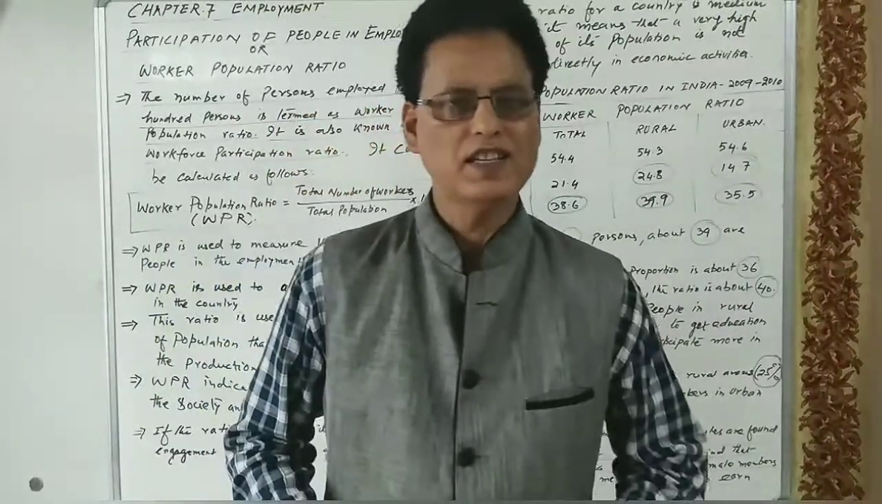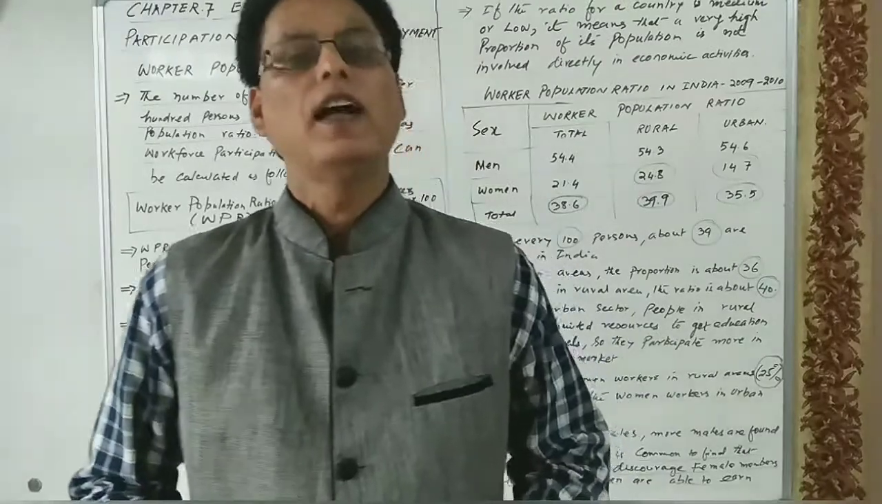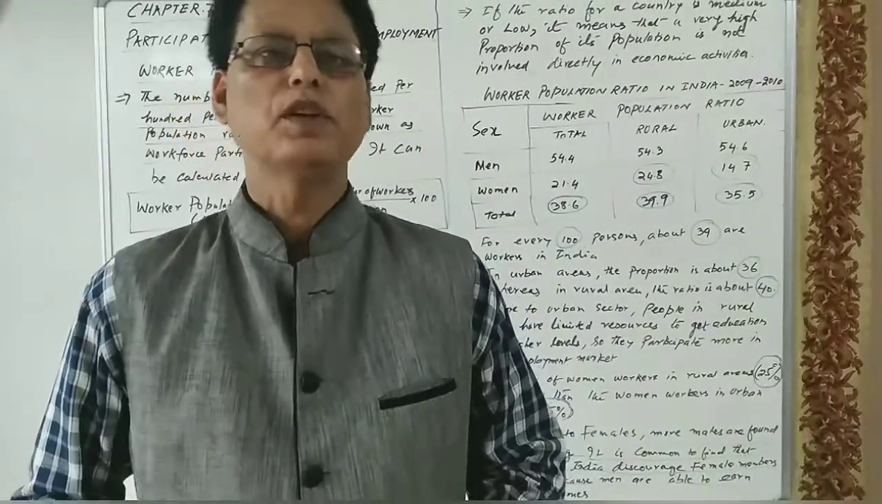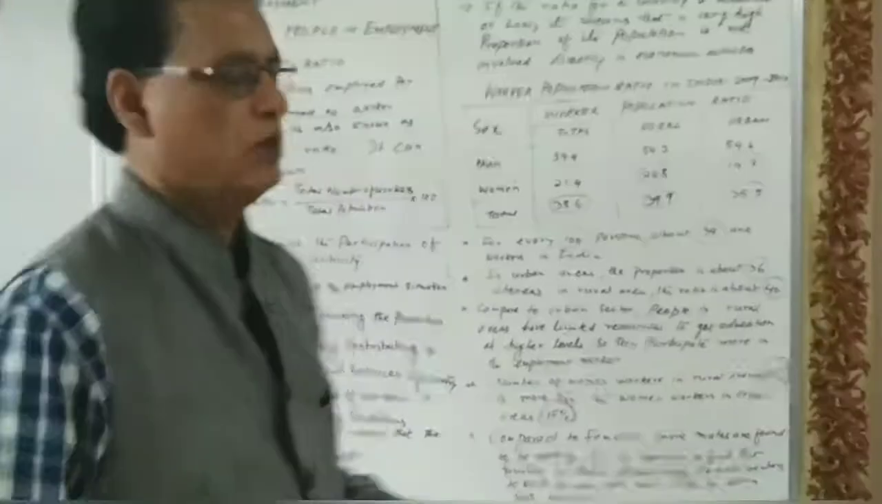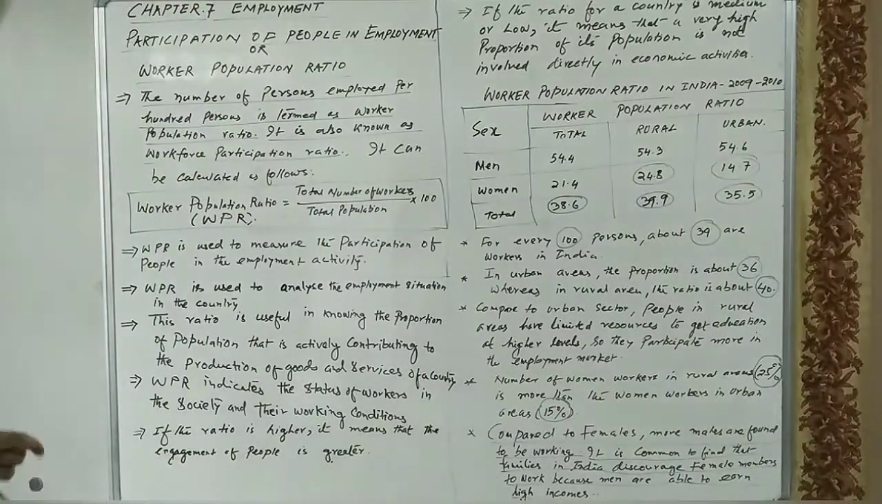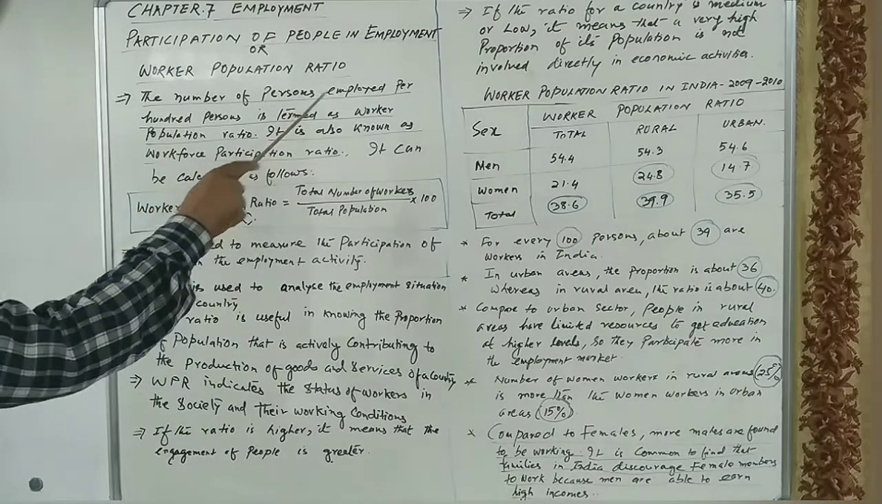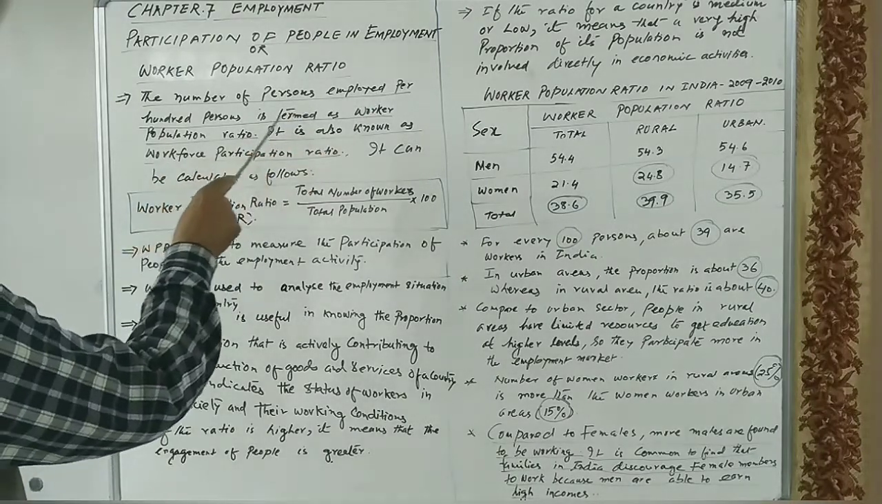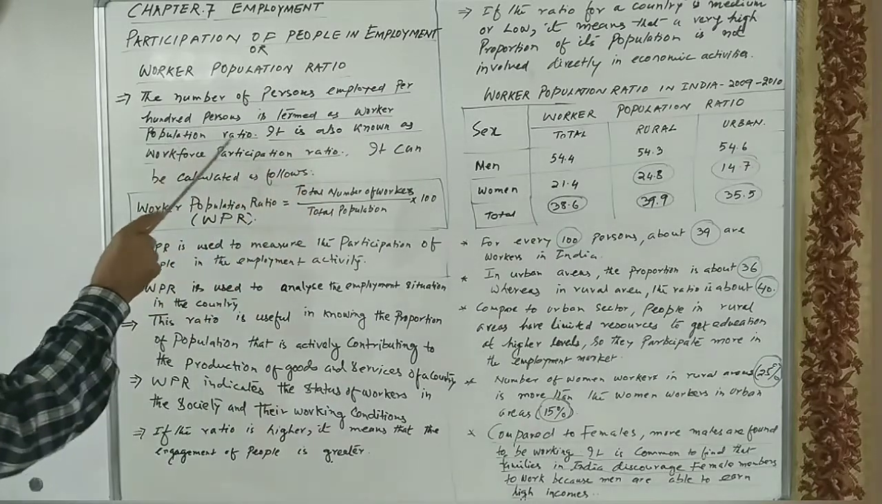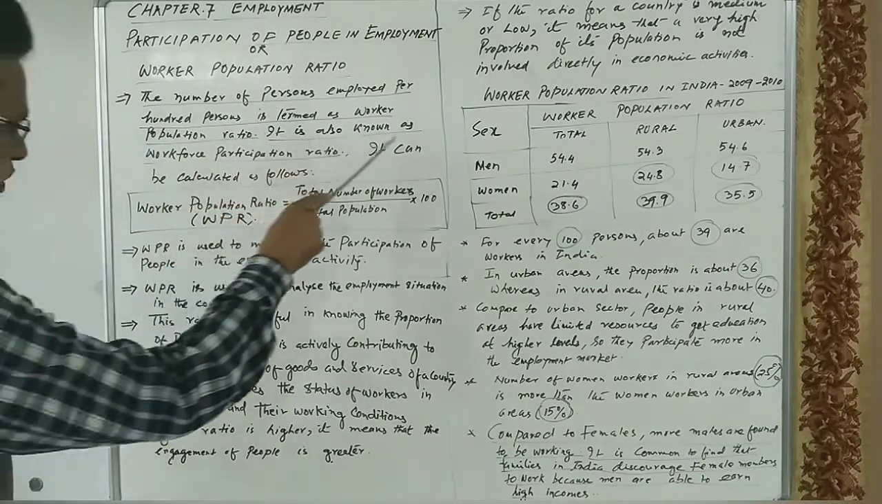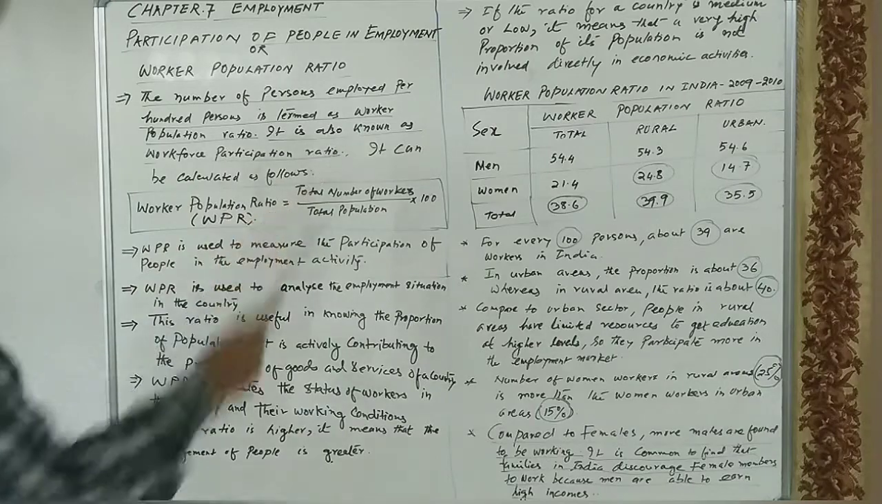So today we'll discuss a very important concept, and that is worker population ratio. This worker population ratio is also known as participation of people in employment. Let us see how we can define and how we can calculate worker population ratio. The number of persons employed per 100 is termed as worker population ratio. It is also known as workforce participation ratio.